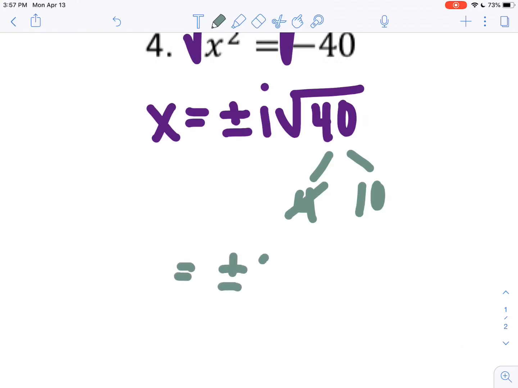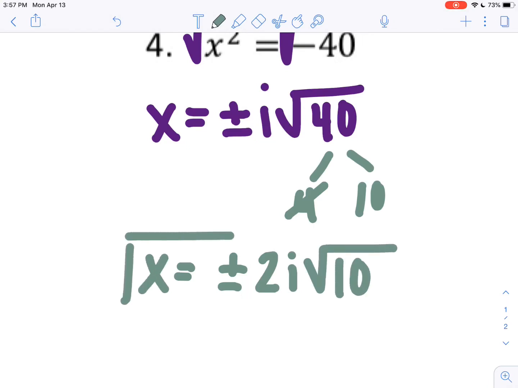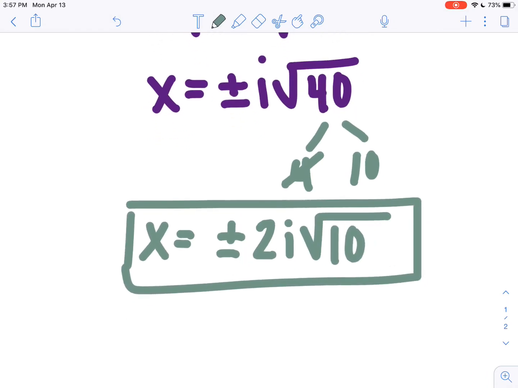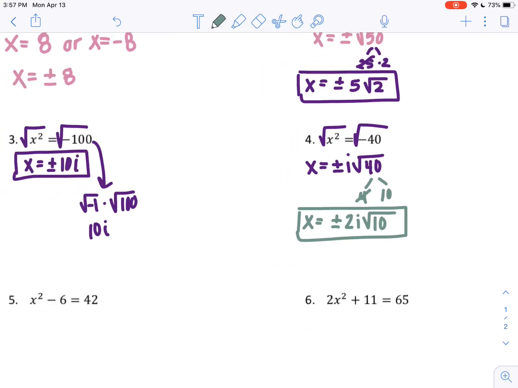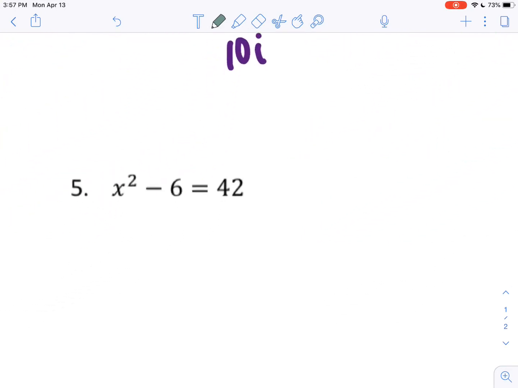So plus minus 2i, because the i is already out there, square root of 10, that's your 2 solutions. So positive 2i square root of 10 and negative 2i square root of 10. Okay? So again, apply your knowledge about imaginary numbers.